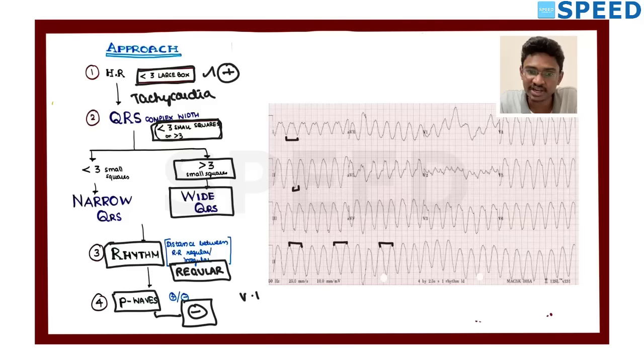Next you are going to see the rhythm. Here the rhythm, if you compare the RR intervals, is regular. Then there are no P waves at all. So it's nothing but ventricular tachycardia.